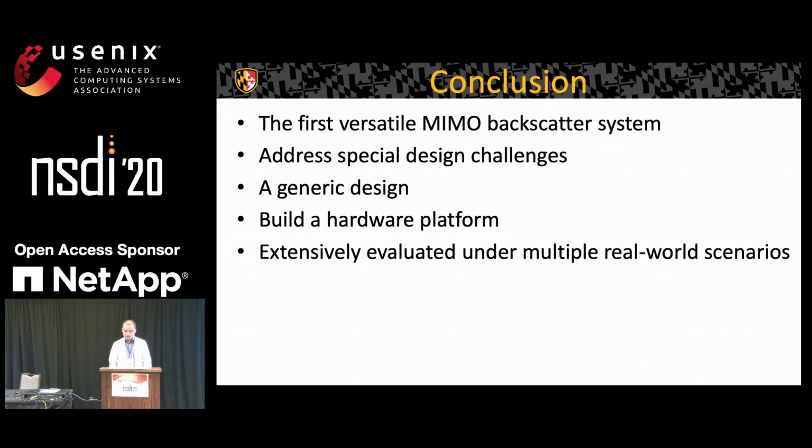Thirdly, our design is generic. It has a potential to be extended to massive MIMO. Finally, we build a hardware platform and extensively evaluate under multiple real-world scenarios. Evaluation results show that VMscatter can provide a faster and orders of magnitude more reliable communication than state-of-the-art backscatter systems.